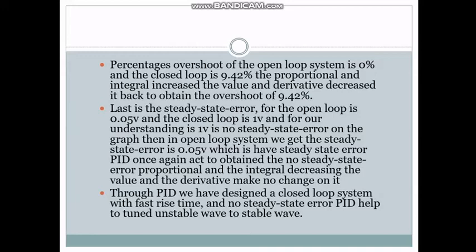0.05 volt, and the closed loop is 1 volt. And for our understanding, one word is steady state error on the graph, then it's the open loop system. We get the steady state error of 0.05, which means it has a steady state error. PID once again is added to obtain no steady state error: the proportional and the integral decrease the value, and the derivative makes no change on it.